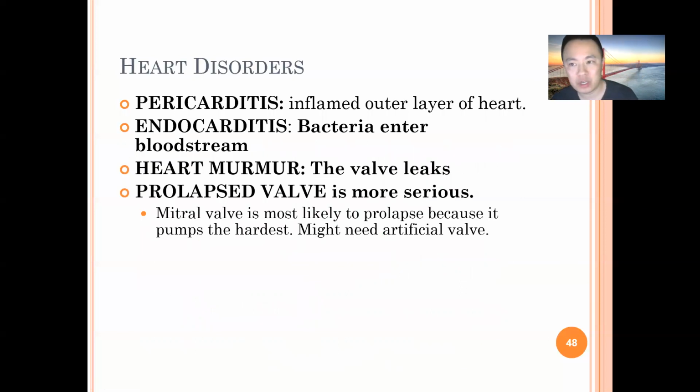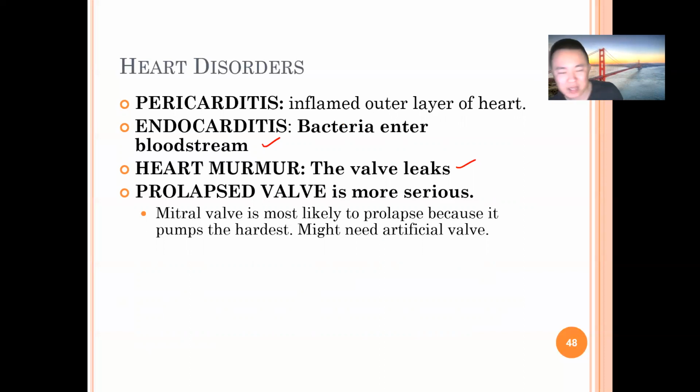Now, some heart disorders here include pericarditis, which is an inflamed outer layer of the heart. Endocarditis is due to bacteria that enters the bloodstream. A heart murmur is when a valve doesn't close all the way and blood goes in the opposite direction, causes a sound. And a prolapse valve is when a valve completely goes in the wrong way. It just flaps out in the wrong direction.